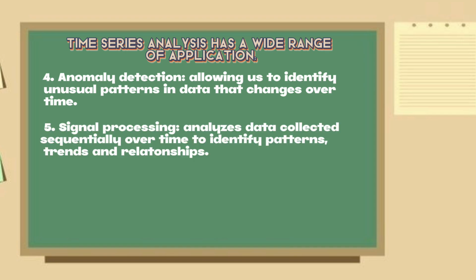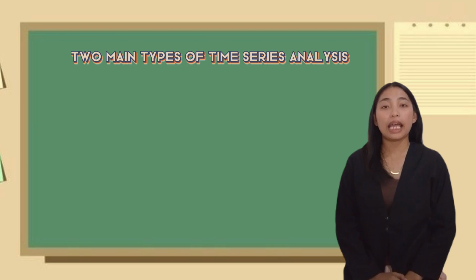And the last one is signal processing. Time series analysis is a core technique in signal processing. It analyzes data collected sequentially over time to identify patterns, trends, and relationships, enabling tasks like forecasting, data smoothing, and interpolation. There are two main types of time series analysis.